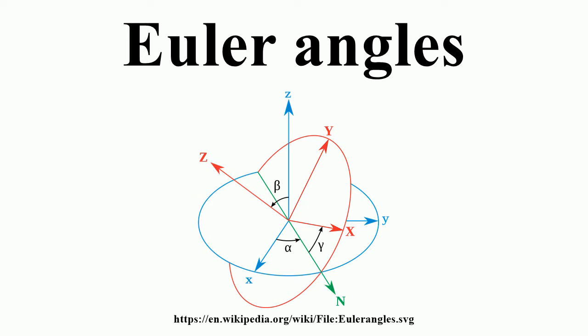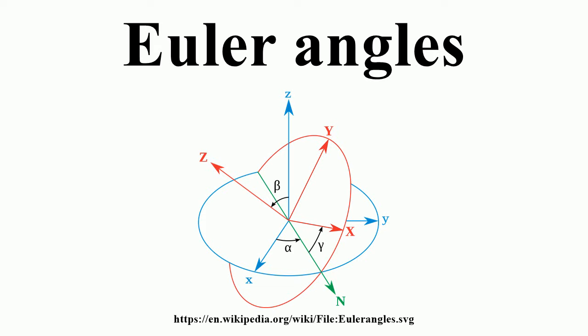Moreover, since the third elemental rotation occurs about z, it does not change the orientation of z. Hence, z coincides with z. This allows us to simplify the definition of the Euler angles as follows. Alpha represents a rotation around the z-axis. Beta represents a rotation around the x-axis. Gamma represents a rotation around the z-axis.